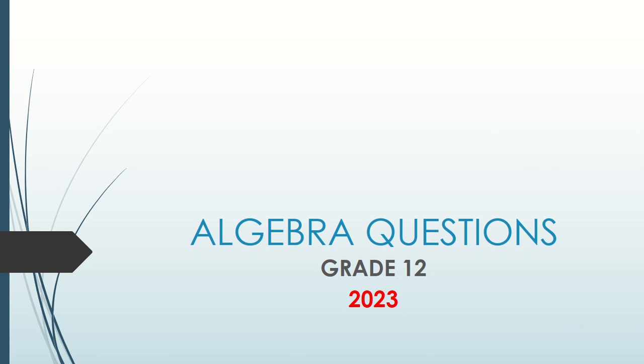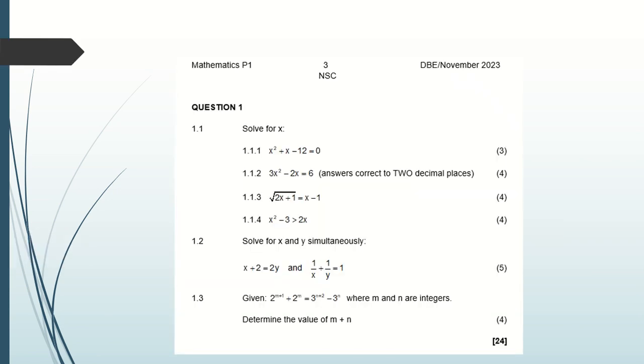In this series, we are going to be looking at algebra questions, grade 12, and we are going to start with 2023, November 2023. So if you look at this paper, you have various questions ranging from quadratic equations, and then you have surd equations, inequalities, simultaneous equations, and then you end with a special question. And in this question, you had 1.3, which is your exponents.